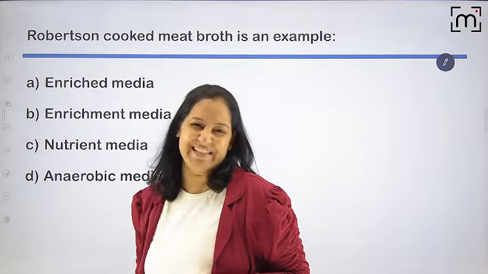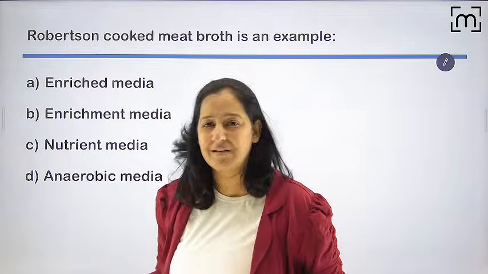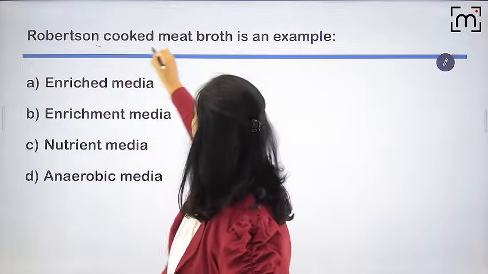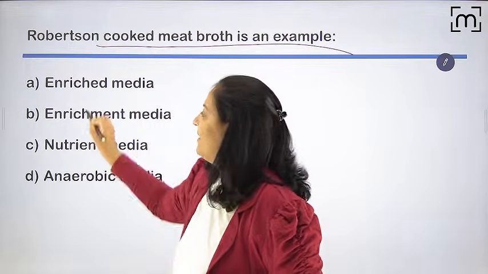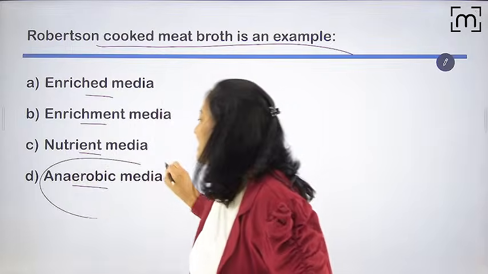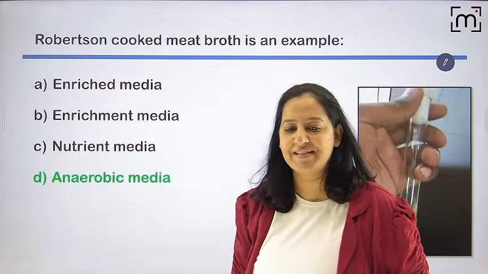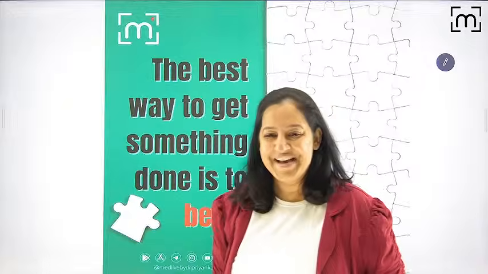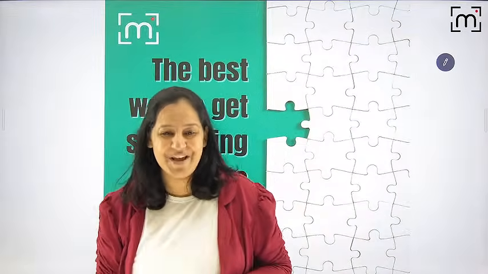Okay, the next question, I guess an easy one. Robertson Cooked Meat media is an example of: enriched, enrichment, nutrient, anaerobic. I guess everyone knows. It's a simple question. Anaerobic media. Robertson Cooked Meat media is an anaerobic media. Okay, so we successfully completed this chapter also, the 6th chapter of General Microbiology.